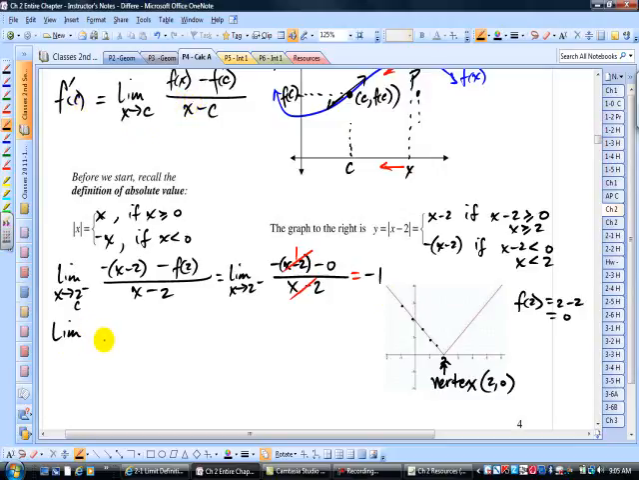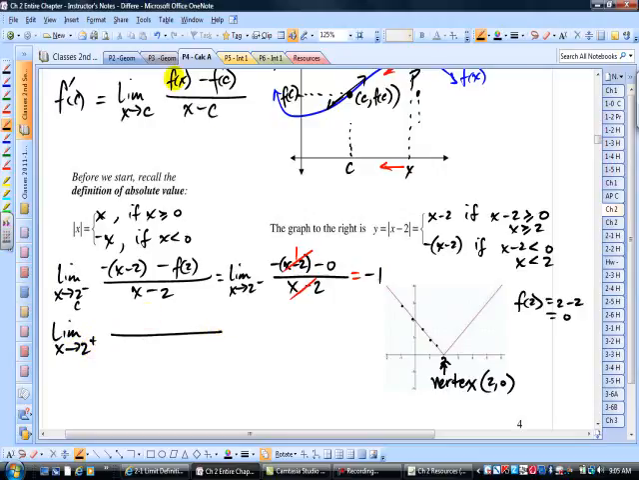So we have to come in from the right, and hopefully it's the same. If it's not the same, the limit doesn't exist, and then it's not differentiable at 2. Remember, the derivative is a limit. So if the derivative exists at specific points, then so does the limit, and vice versa. If the limit doesn't exist, well, then the derivative doesn't exist at that point. That's the whole point of this discussion here.